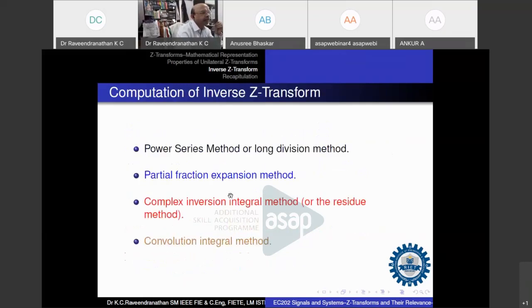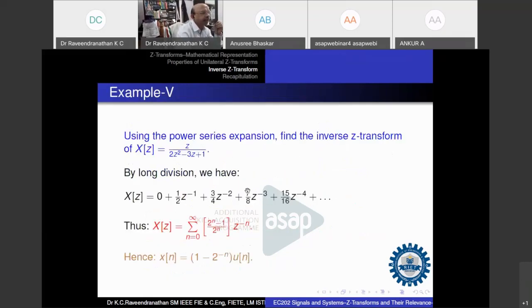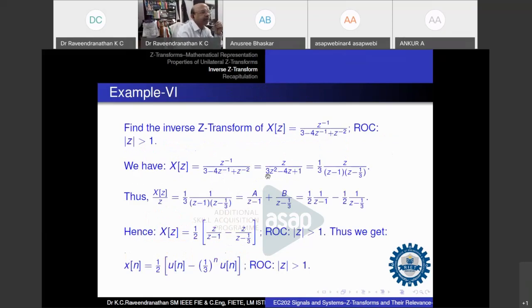This method is partial fraction expansion. The first one is long division. This is obtained by partial fraction expansion. So you get a closed form expression for x of n. So we can represent it as 1 by 3 into z raised to minus 1 into z raised to 1 by 3. So you can write x of z by z is equal to 1 by 3. You just take this to the left side.